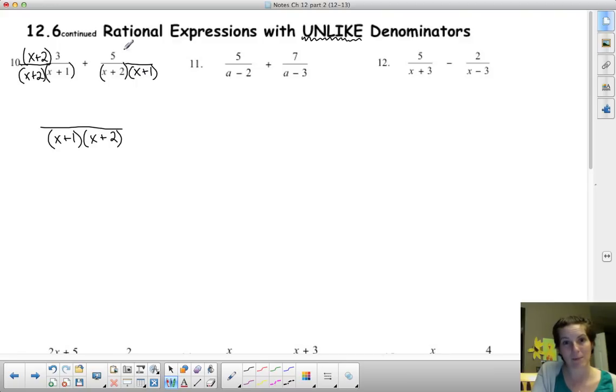But whatever I do in the denominator, I also have to do in the numerator, because I have to multiply by that ugly 1, right? I can multiply it, but it has to be something over itself. Now, I'm going to show this as a separate step to make sure that everything gets distributed properly. So I'm going to write this out as 3 times x plus 2 plus 5 times x plus 1.